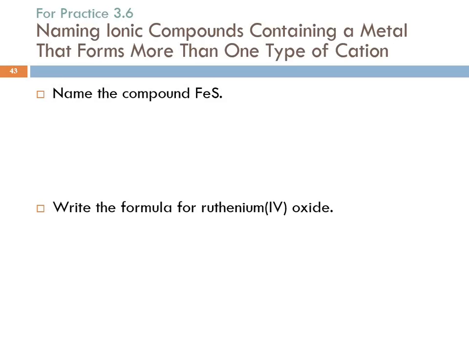Let's name this compound, FeS. Well, Fe is which element? Iron. Does it need a Roman numeral? Yes, it does. It's not in groups 1A, 2A, 3A, zinc, or silver. So I'm just going to save space for the Roman numeral and then go on to the nonmetal. Sulfur becomes sulfide.